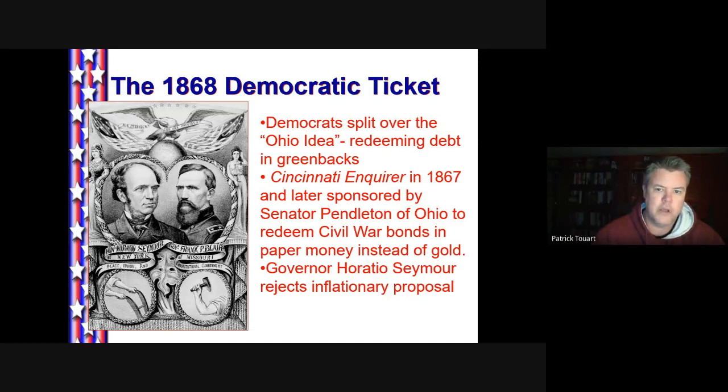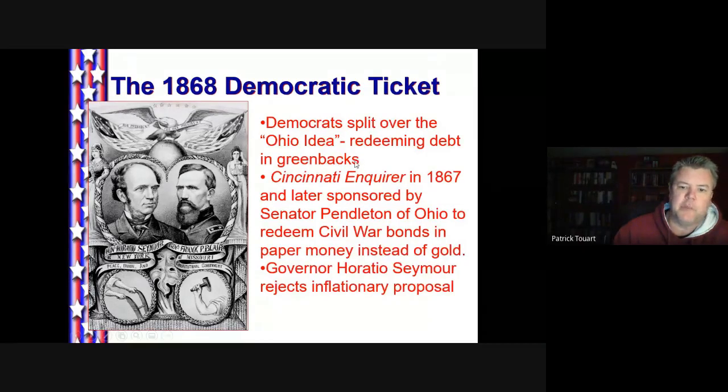So kind of out of nowhere comes this idea of, we need to pay off the debt of the United States in paper money. The reason, of course, for this is there is not very much gold in circulation, which meant money was somewhat scarce. And so when Senator Pendleton, and this is Pendleton of the future Pendleton Civil Service Act, a very famous Ohioan, proposes this, it becomes a key idea that Democrats want to run. It's called the Ohio idea. And that is to keep paper money in circulation, in essence, inflationary policies.